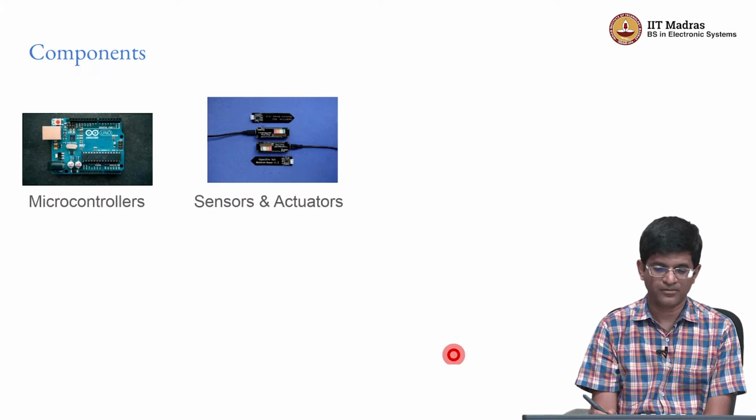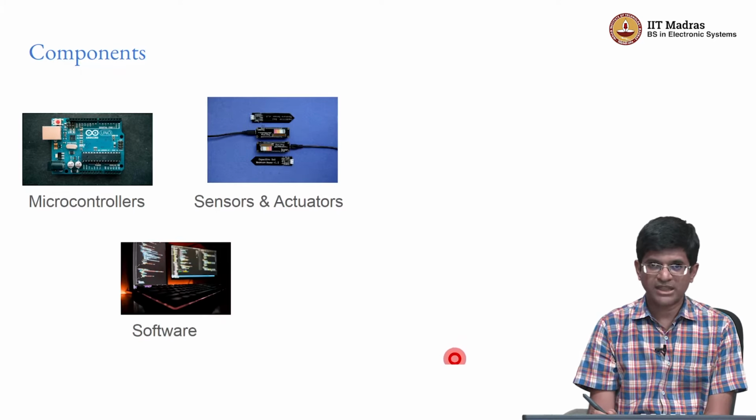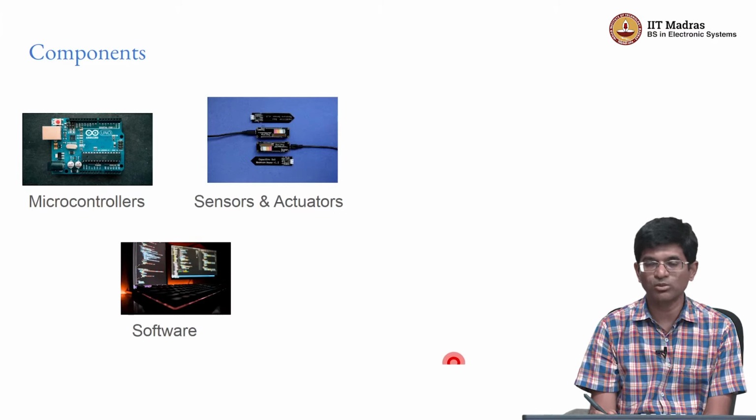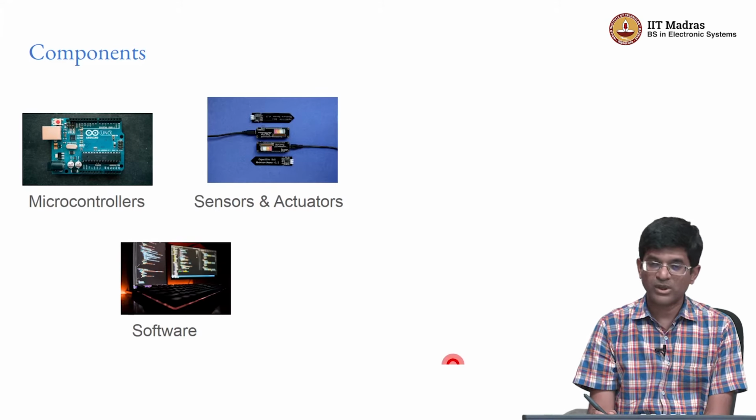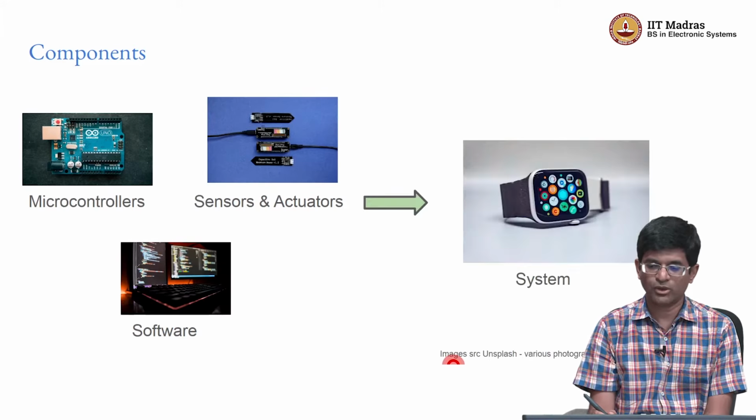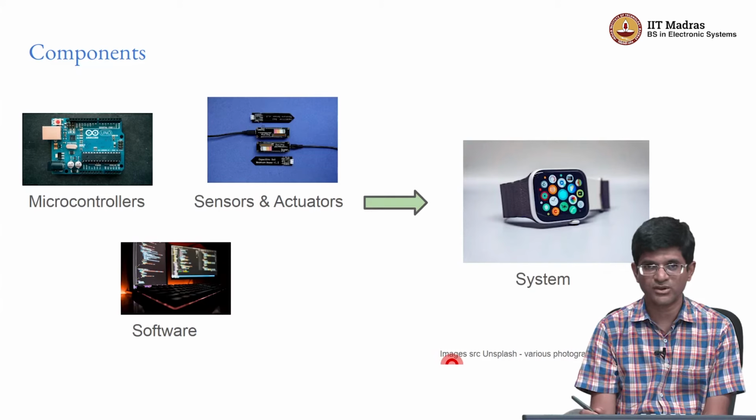outside world. And of course, tying it all together is the software, right? So, unless you have the software, you can't really do much with just a microcontroller and the sensors and actuators. But once you put all these together, what you get is a system. And by system, what we mean is everything that is involved, right? You need the hardware, you need the software, you need the algorithms, you need the right kind of sensors, you need the right kind of actuators.